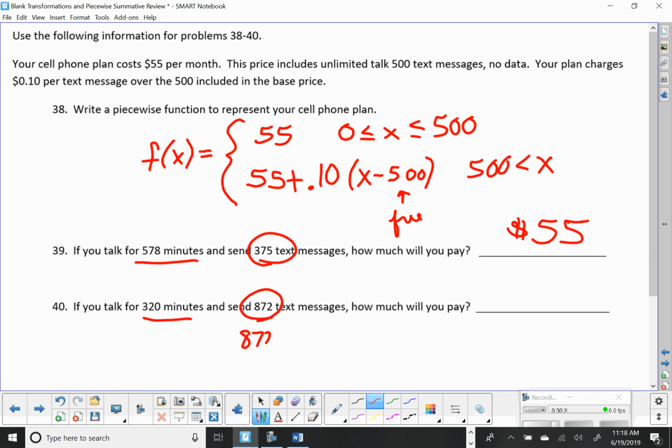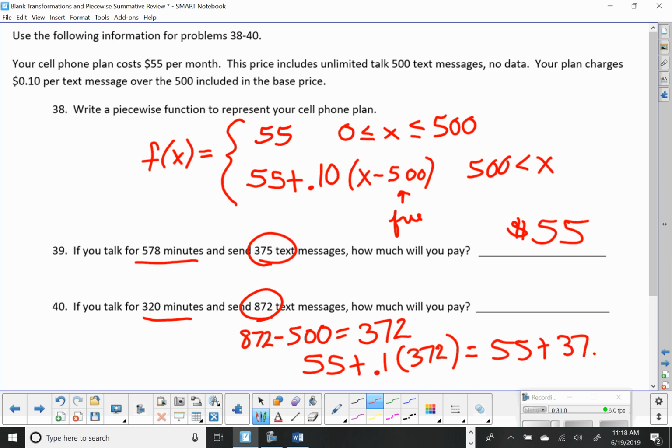Well, 872 minus my 500 included ones leaves me with 372 text messages that I have to pay for. So I'm going to have to pay $55 plus 10 cents times 372. Is it 10 cents or 5 cents? Your plan charges 10 cents? Yep. So 10 cents. So this is going to be 55 plus $37.20. When you do that, you're going to have your 20 cents out here. You're going to have $92.20. That's what you're going to pay.